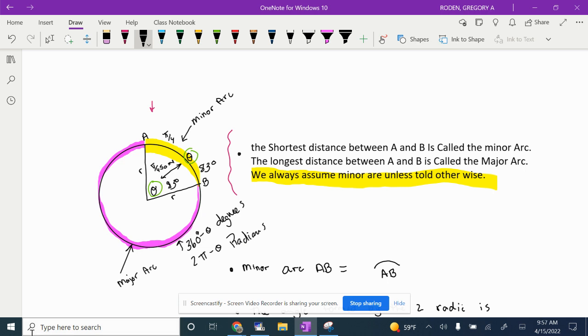You guys understand that? So if we ever want to find the major arc, the major arc can sometimes be a major pain because we have to take the remainder. This is the central angle of the major arc. And notice it's an angle bigger than 180, which is kind of weird, right? You guys see that? In trigonometry, we can have angles that are bigger than 180.